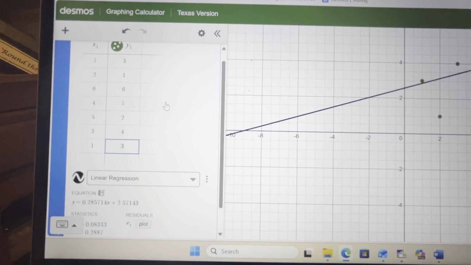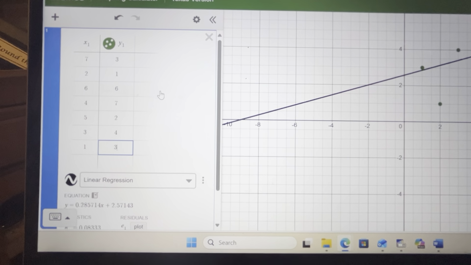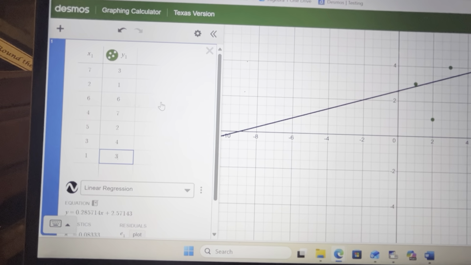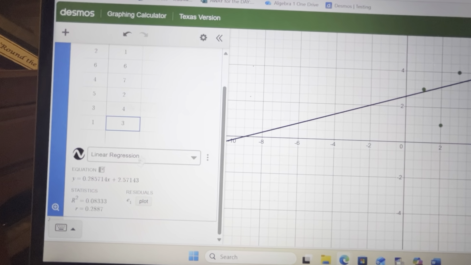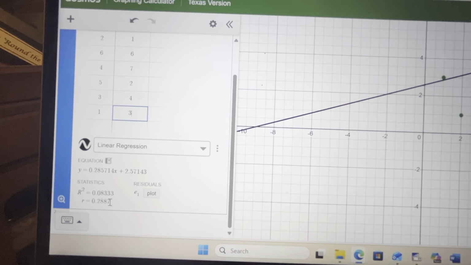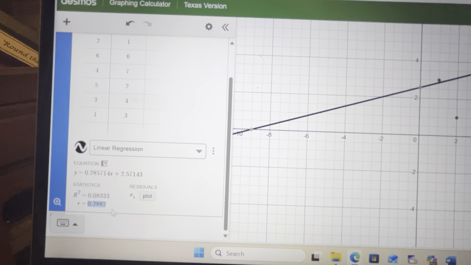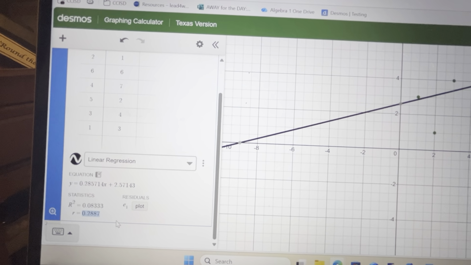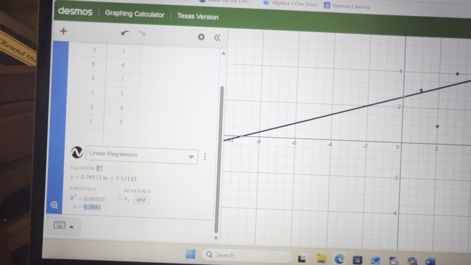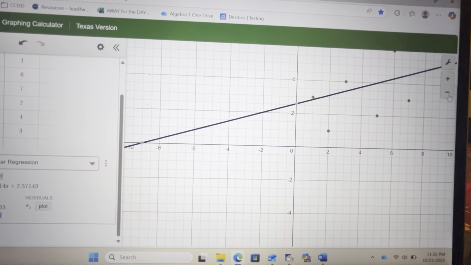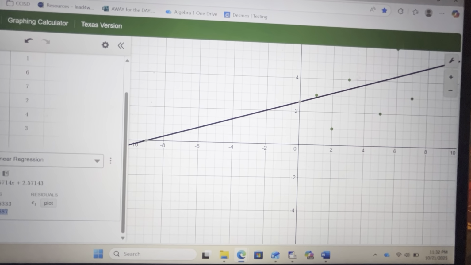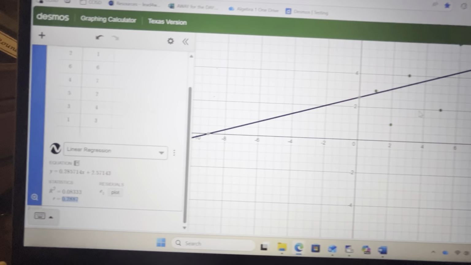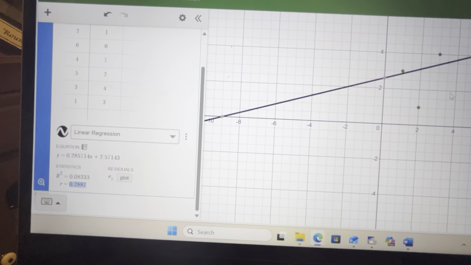All right, so here's the table that I put in. And again, that's always a good habit. Check, make sure you have everything put in correctly. And so then I'll look, here's my equation down here, but the question on this one is asking for the R. And so there's the R down there. And if we look, it's 0.2887. That's a weak positive correlation. And if we look at the graph, the dots are pretty far away from the line. That's why it's weak, because it's pretty far away from the line. And so we'll go ahead and go to our paper and finish this off.